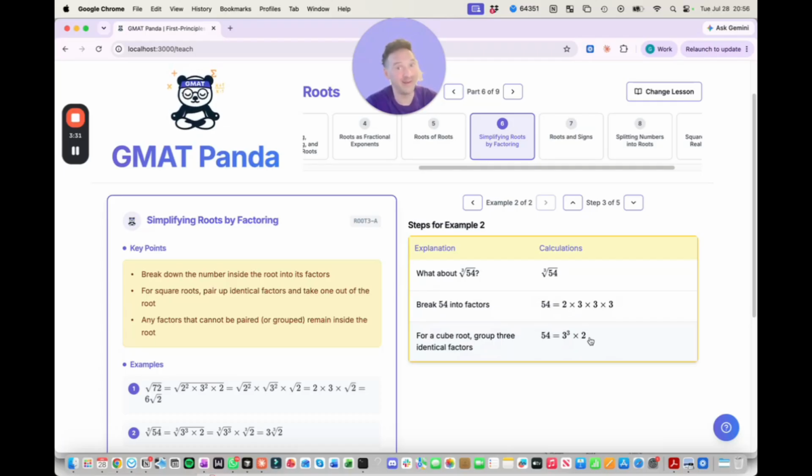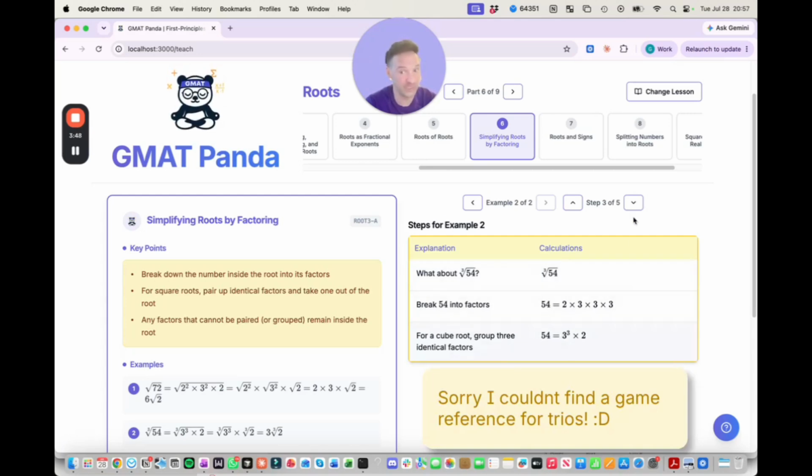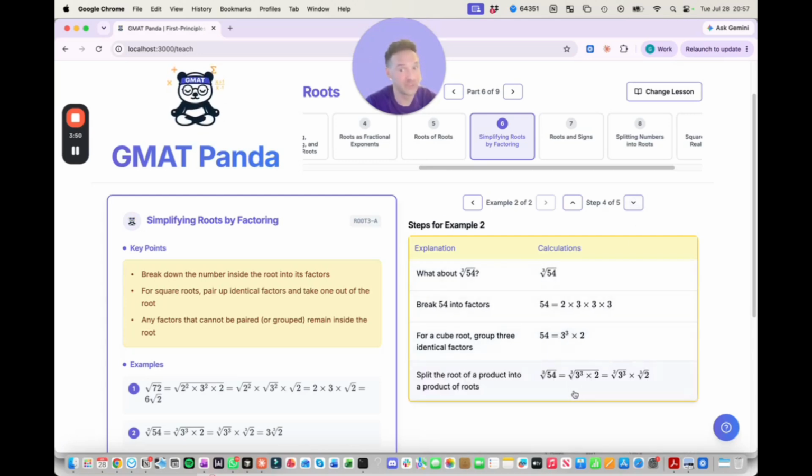So here, we're not going to look to pair up because it's a cubic root. And to simplify that, we need a cube. So in this case, we're looking for trios of numbers. And it just happens that we've got 3 3's, so that's convenient. So what we can do is break that 54 into 3 cubed times 2, and then split the cubic root so that we have cubic root of 3 cubed, it's hard to say, times cubic root of 2.